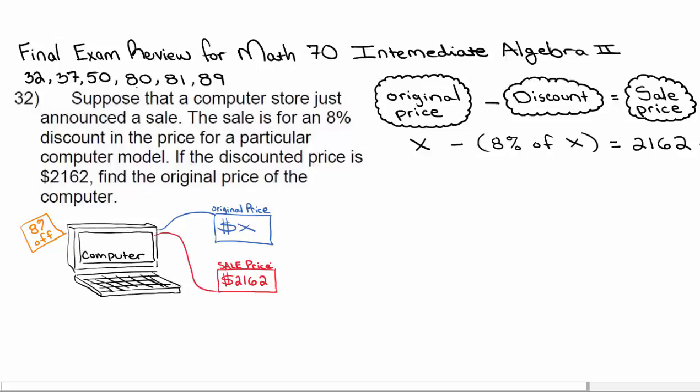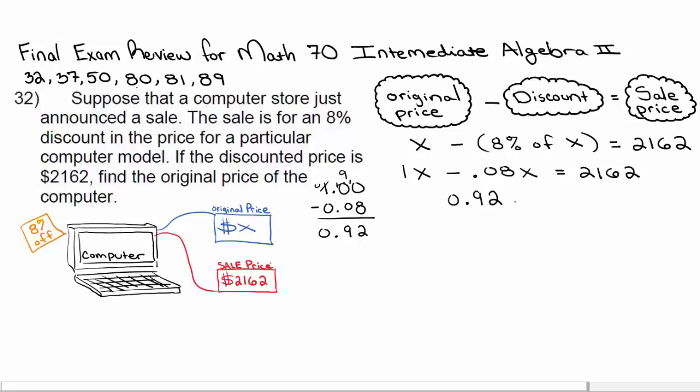$2,162. Now we can't work with percentages here, so we're going to have to convert our percentage to a decimal or to a fraction. I'm going to choose to convert it to a decimal, and I'm going to multiply that with X. Now if I subtract 0.08x from 1x, I can do that here. If I take away 8 hundredths from 1, I'm going to end up here with 92 hundredths, or 0.92. So I'm going to write down 0.92x is equal to 2,162. Now in order to solve for x, I'm going to divide both sides by 0.92.